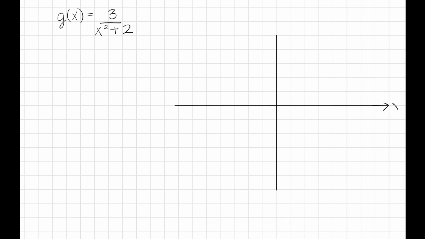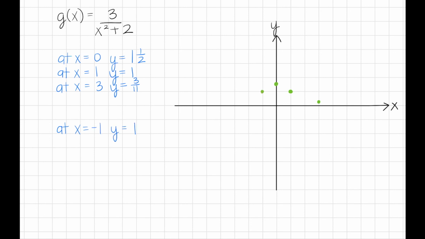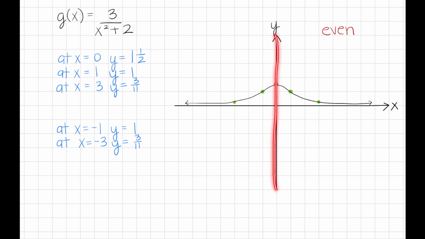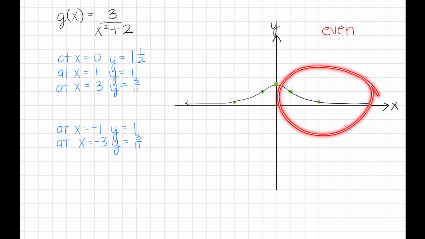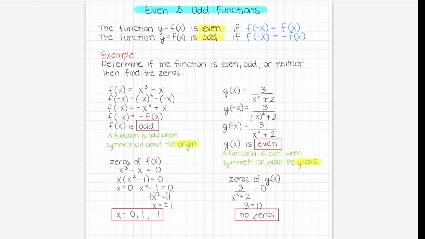Now let's graph the function g of x. G of x equals 3 over x squared plus 2. So again, let's just plot some points like we did last time. At x equals 0, at x equals 1, y equals 1, at x equals 3, y equals 3 over 11, and then at x equals negative 1, y equals 1, and at x equals negative 3, y equals 3 over 11. And if you remember, we found that the function is even, meaning that it's symmetrical about the y-axis. So we see here that it looks the same on the right of the y as it does on the left of the y. Here's the full problem so you can screenshot it for your notes.